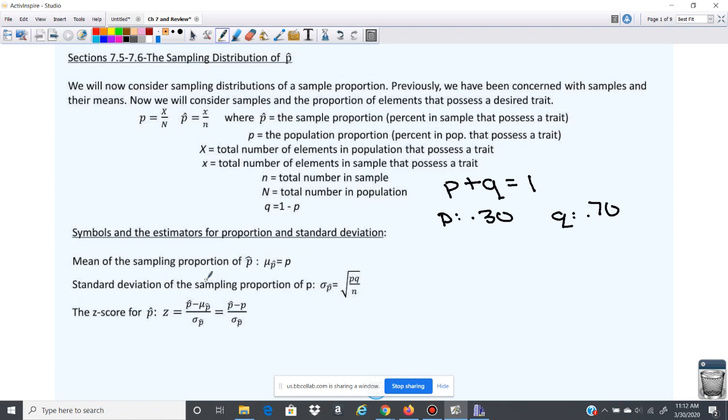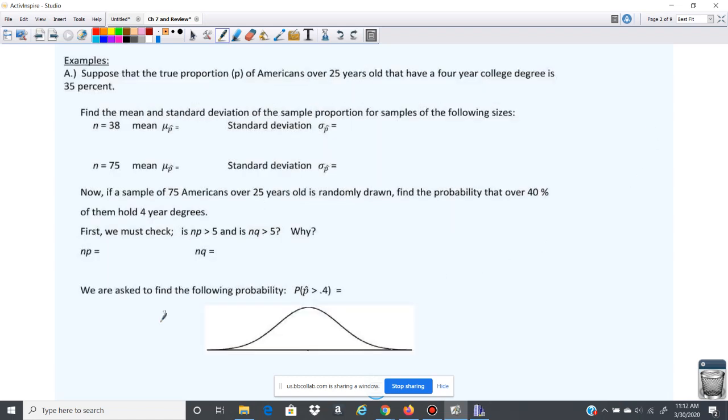The standard deviation is pretty different here. When we find the standard deviation of p-hat, it's going to be the square root of P times Q over n, with n being your sample size. Then the z-score. We're still using our z distribution table. So your z-score is going to be p-hat minus the mean of p-hat over the standard deviation of p-hat. So what all that means, we're going to do an example.